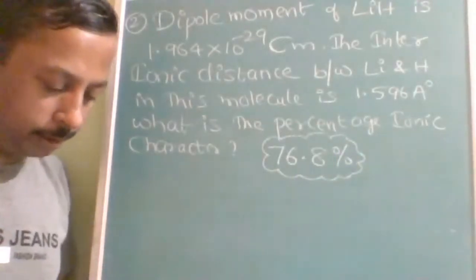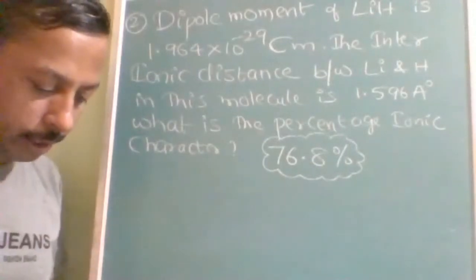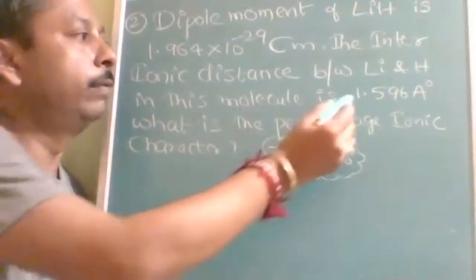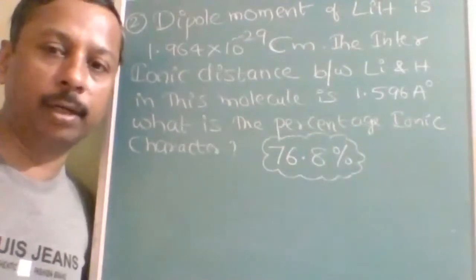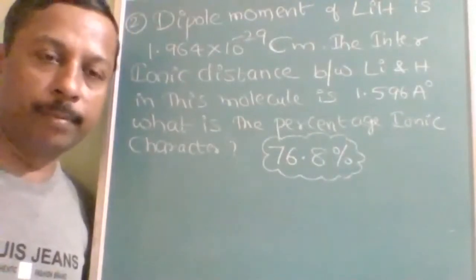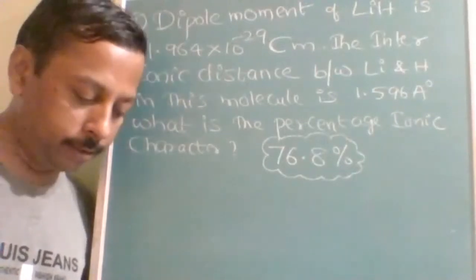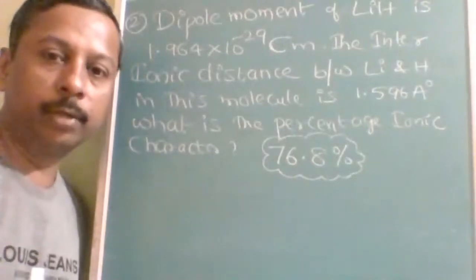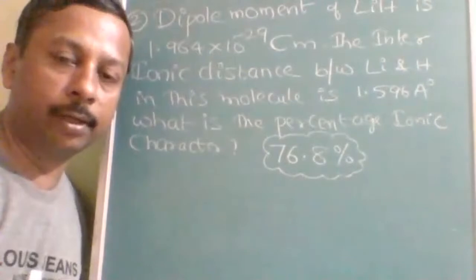You have to calculate Q. Then Q, if it is in coulombs, divided by 1.6 into 10 to the power of minus 19, you will get this value, 76.8%. Okay. I hope all of you got this answer. If not, correct yourself according to this.